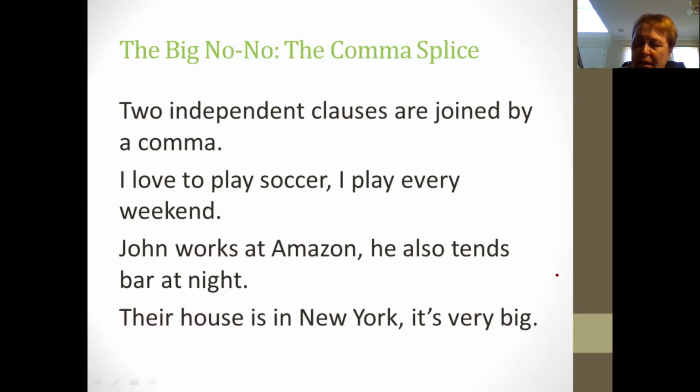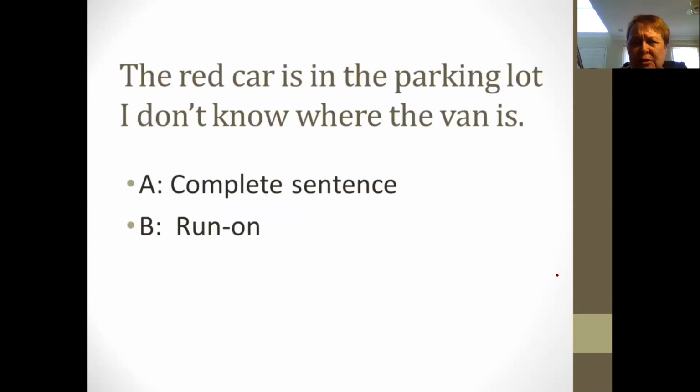All right, so what we're going to do next is look at some examples here, and we're going to determine if you can tell if it's a complete sentence or a run-on. Okay, so the first one is, the red car is in the parking lot, I don't know where the van is. I'll give you just a moment to read that and think about it. And you need to decide, is it a complete sentence or is it a run-on?